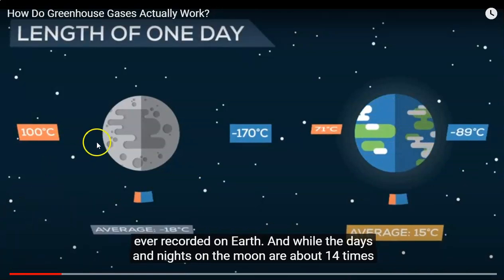Okay, just a quick reminder, this is Celsius. So 100 Celsius is where water boils. So if you're in the sun, it's as hot as boiling water, right?